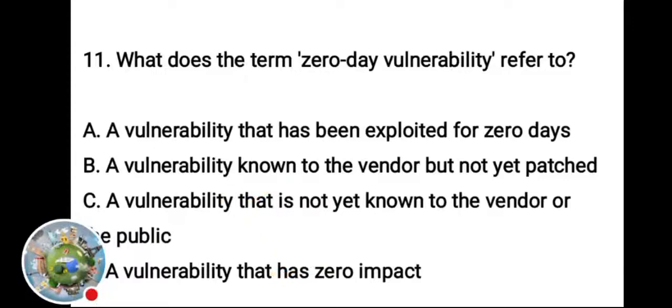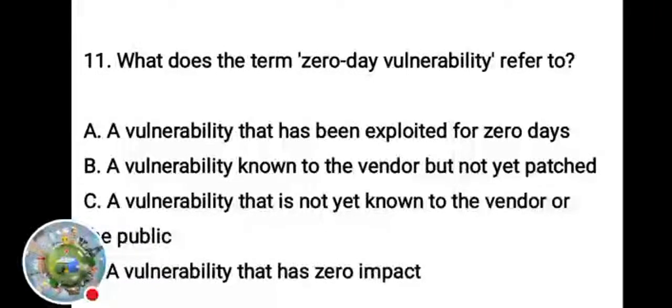Question number 11. What does the term zero-day vulnerability refer to? Option A, a vulnerability that has been exploited by zero-day, not yet patched. Option B, a vulnerability not yet known to the vendor. Option C, a vulnerability that is not yet known to the vendor or the public. Option D, a vulnerability that has zero impact.